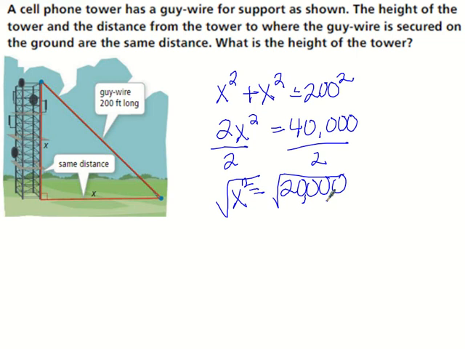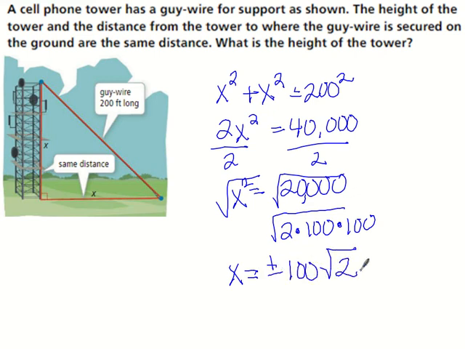Breaking up 20,000, I'm going to use my 9.3 notes. So that's 2 times 100 times 100 would get me 20,000. And so here's my pair. So I can pull out this 100. And so I would get x equals plus or minus 100 square roots 2. Now, we are talking about a story problem, and so we can't use the negative, and so we won't worry about the negative. Technically, there's always two answers, so I'm always going to write my two answers.